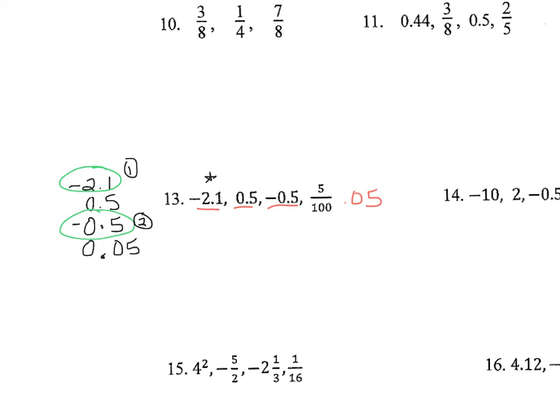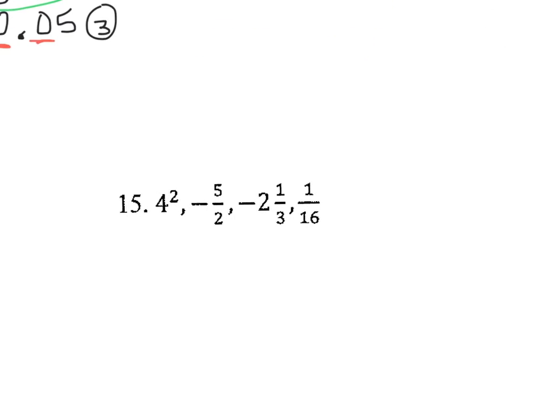Okay. So then I only have one more negative left, so that's automatically going to be the second smallest. And then now I've got 2 positives left. So they both started with 0. So I'm going to move on to the next digit. 5 and 0. So which one of those is the smaller of the 2? 0.05.